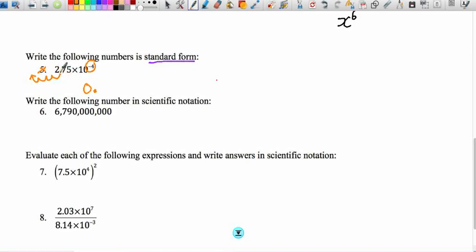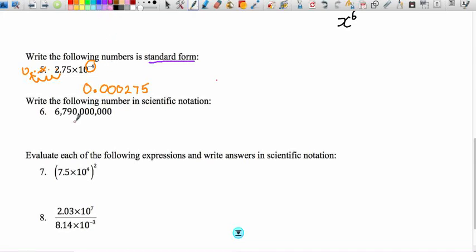And so we have the decimal point's going to go here. I'm going to have a 0 there, 0, 0, 0, and then we have our 2. So 0.0000275, and that is the same as 2.75 times 10 to the power of minus 4.